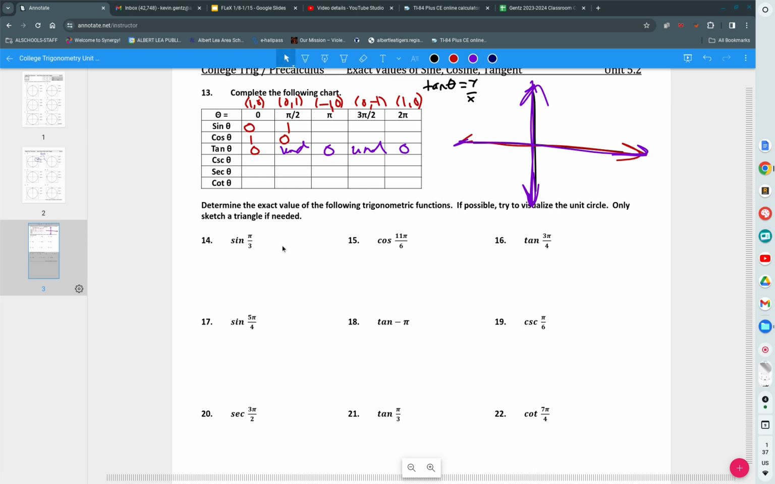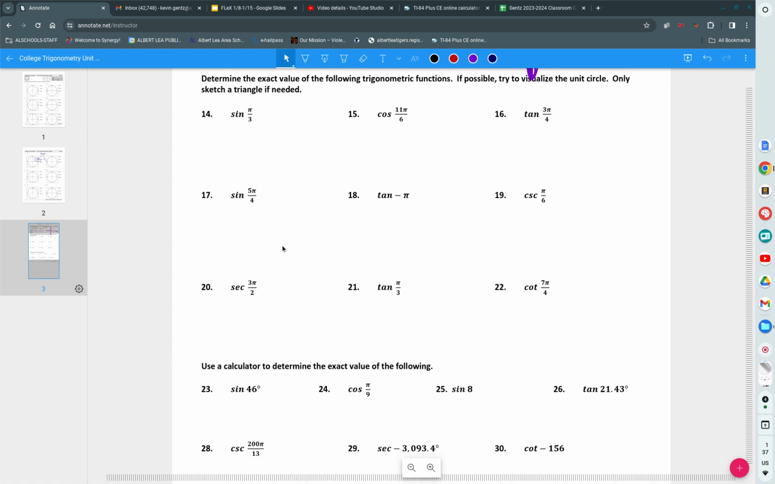So what we want you to be able to work through eventually is to determine the exact value of the following trigonometric functions. If possible, try to visualize the unit circle as opposed to drawing it out. So we are going to draw it out because that's the only way I can teach it. I can't teach it if we're sitting here visualizing it. But if you can, it would be great if this could kind of happen for you mentally.